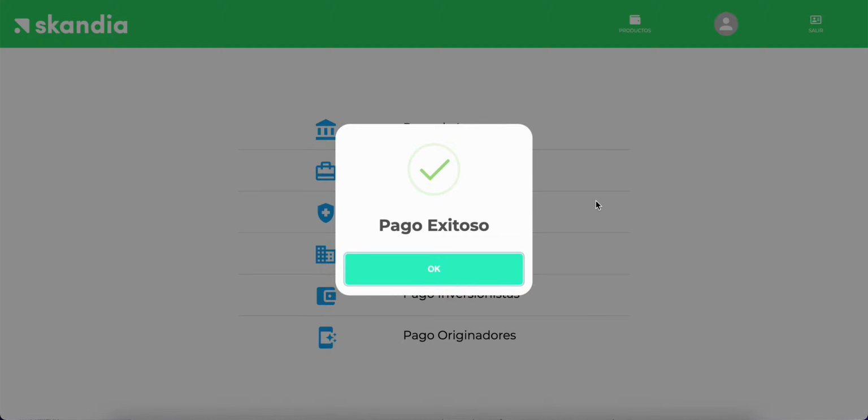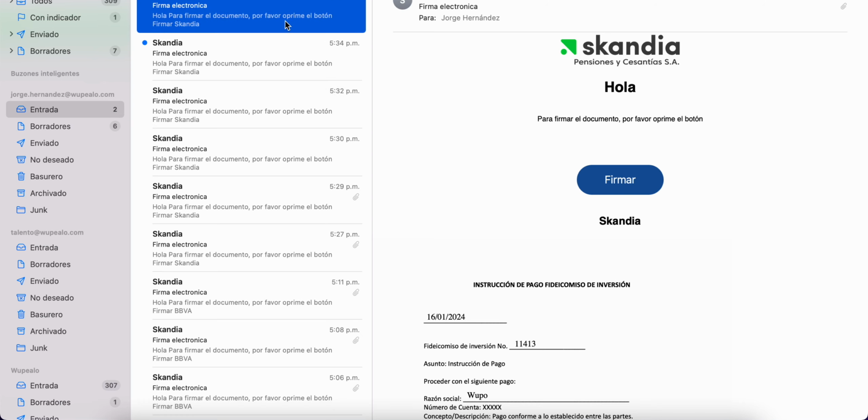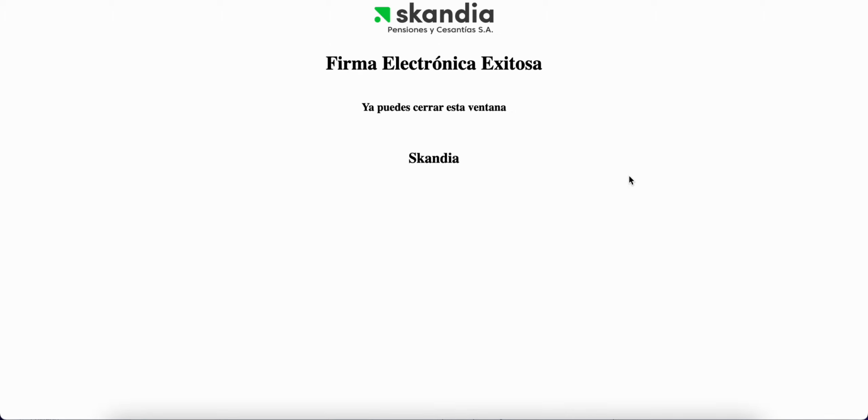And when the payment is done, the system prepares an instruction letter for the trust that is sent to the person in charge of signing these instruction letters, and the person only has to click here on sign, and the document will be signed with a two-factor authentication and all the cryptographic requirements for a proper electronic signature.